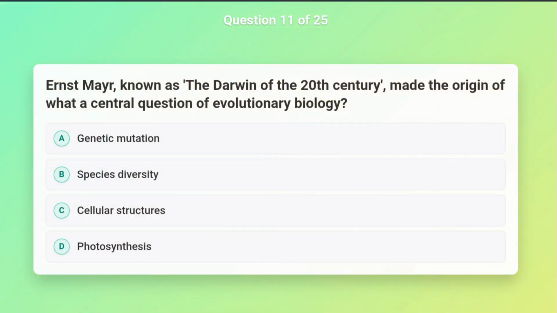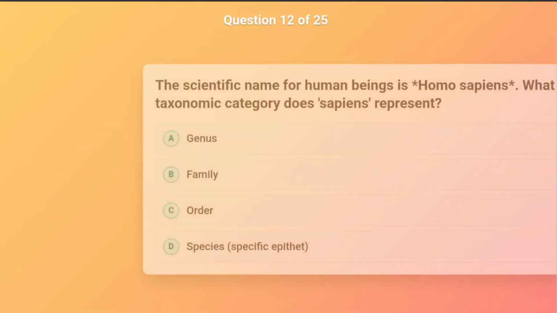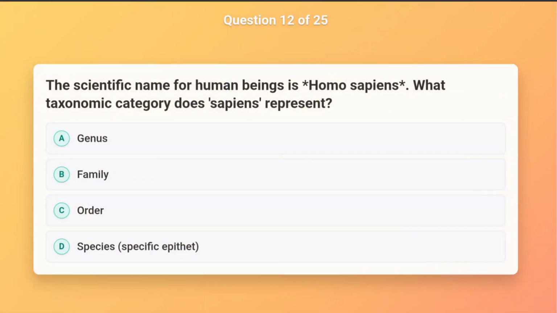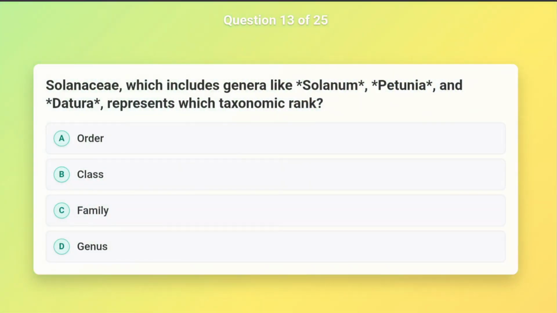Ernst Mayr, known as the Darwin of the 20th century, made the origin of what a central question of evolutionary biology? Species diversity. The scientific name for human beings is Homo sapiens. What taxonomic category does sapiens represent? Species specific epithet. Solanaceae, which includes genera like Solanum, Petunia, and Datura, represents which taxonomic rank? Family.